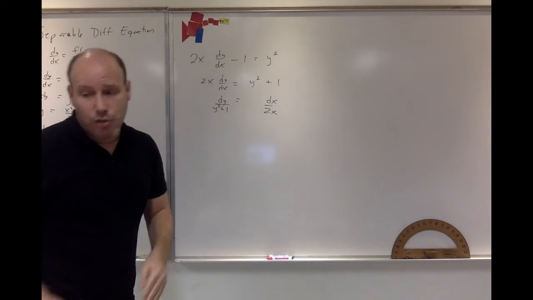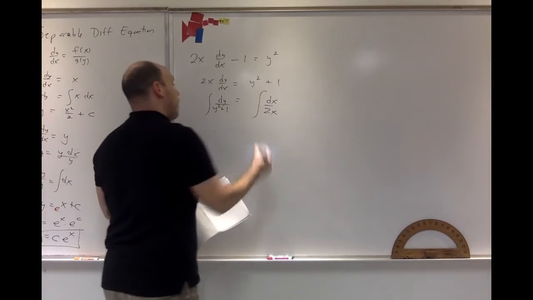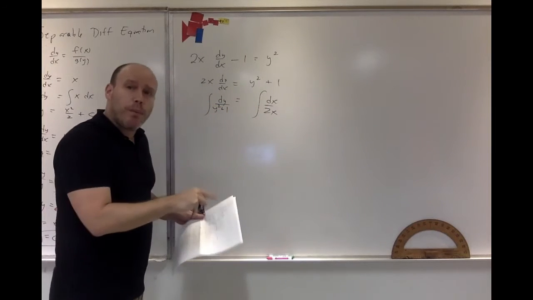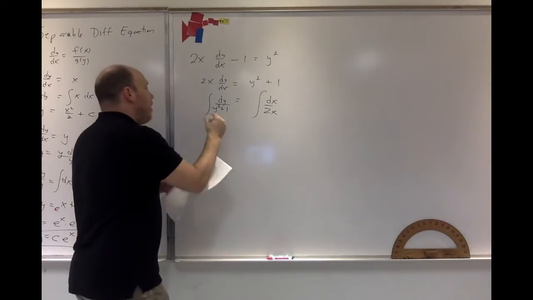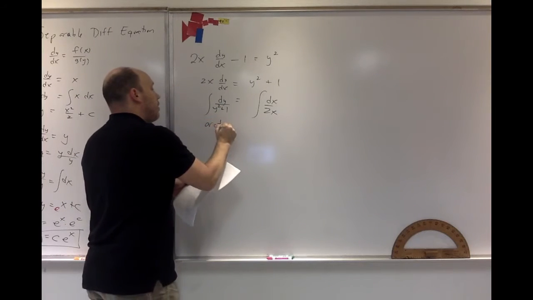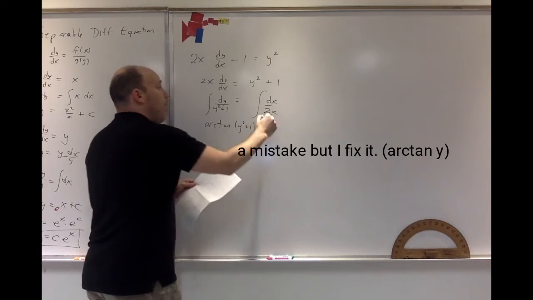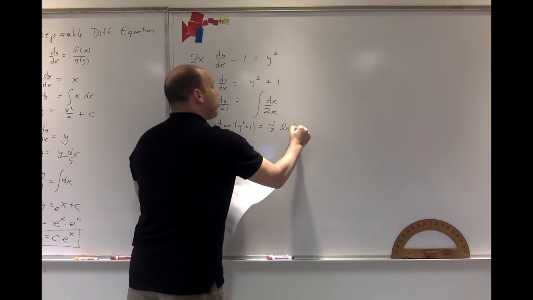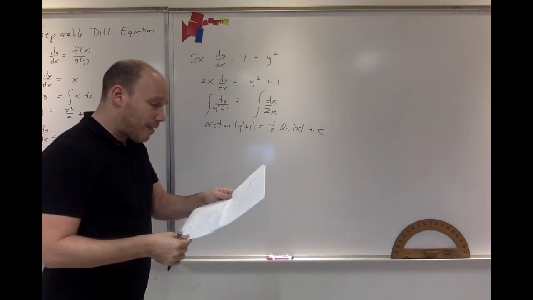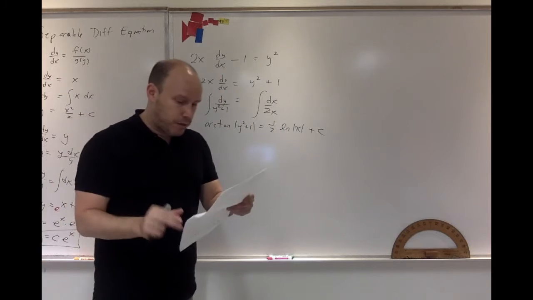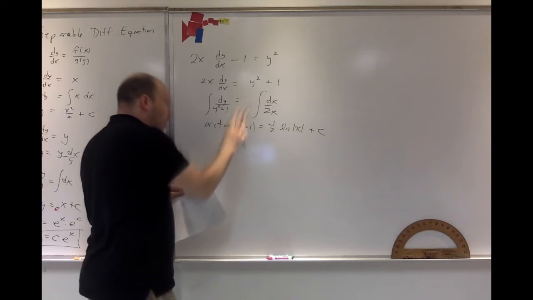Well, let's take the integral of both sides. Okay. We know from the formula book, and I don't want to tell you to memorize, but you kind of should know this. Once again, the arctangent of y is equal to 1/2 ln of the absolute value of x plus c. Now here's where it gets tedious. Okay? So fine, let's solve for y.